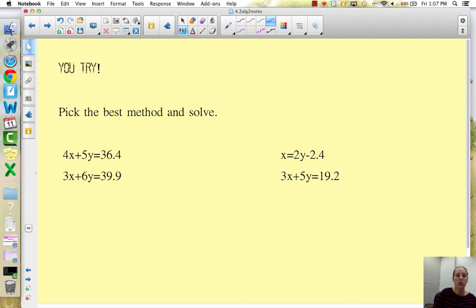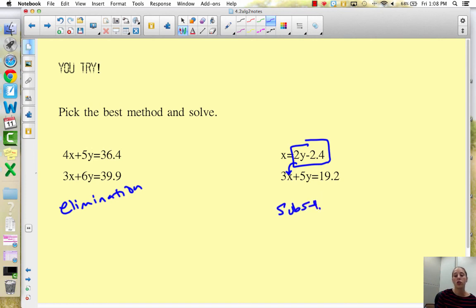So I would suggest for this one, because the x's and the y's are lined up, I would go ahead and use elimination. When they're lined up, it's always a good choice. For the second one, we already have an x that's by itself, so why not go ahead and just do some substitution? Even though you're going to have some decimals, it'll still work out for a number. So you could plug that equation for x in and then solve for y from there. So this one I would do substitution.